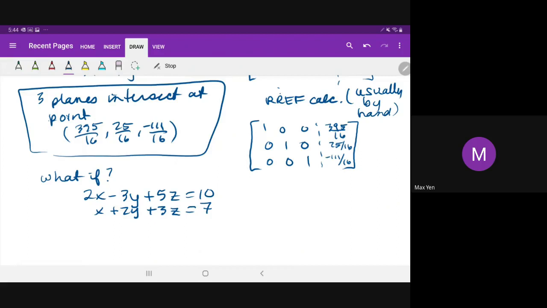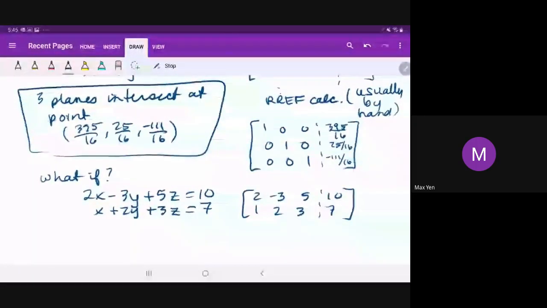I would do 1, 0, 0. Oops, not 1, 0, 0. I would do 2, -3, 5, 10. Right? And I would do 1, 2, 3, 7. And then I would do RF on my calculator, but I'm pretty sure if I just type in edit 2x4, it's going to give me that one. So I just saved myself some time. And then I'm redoing RF of A, my new A.